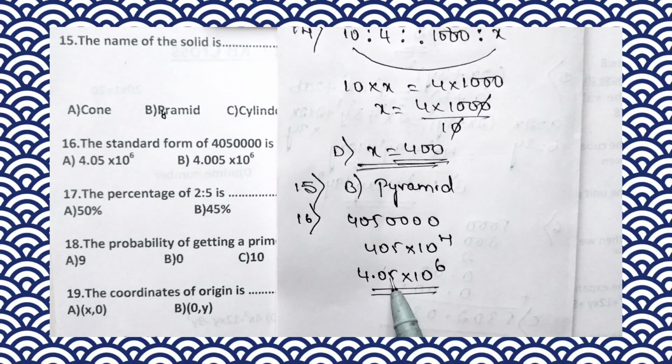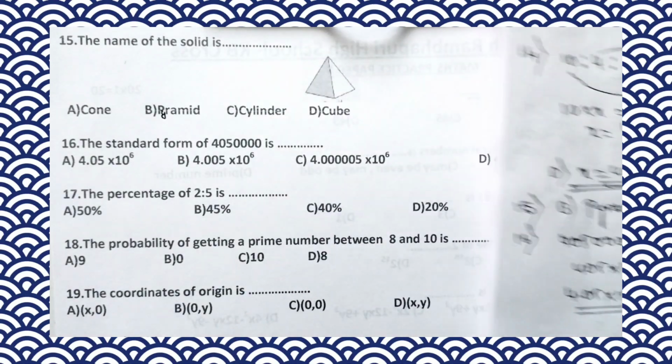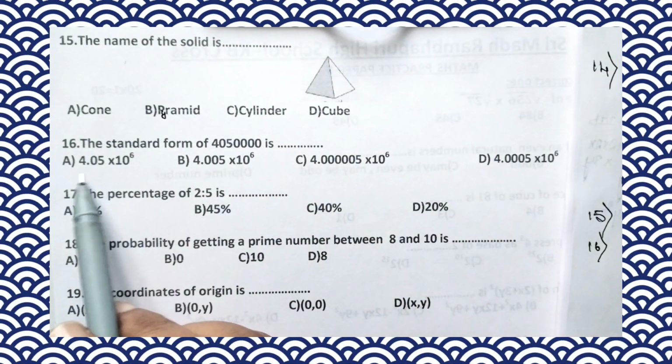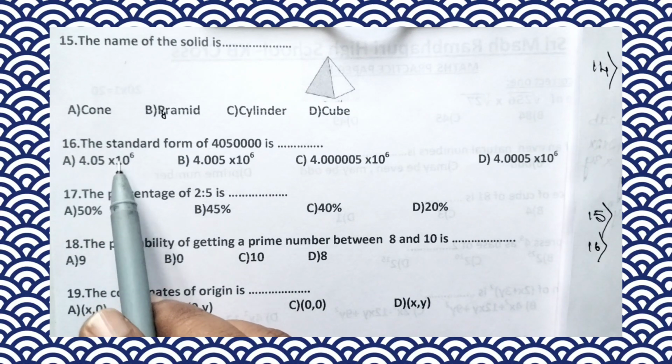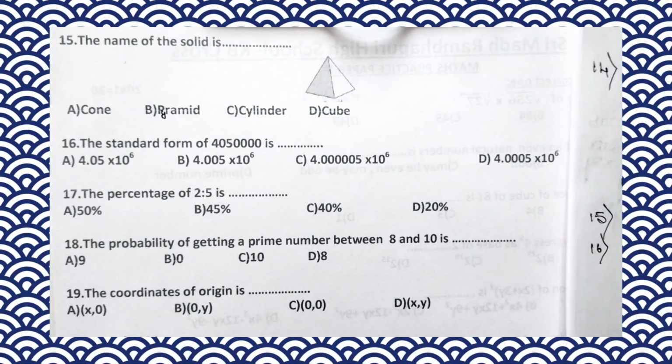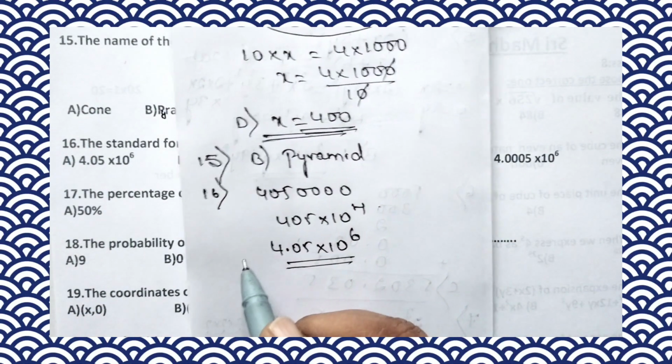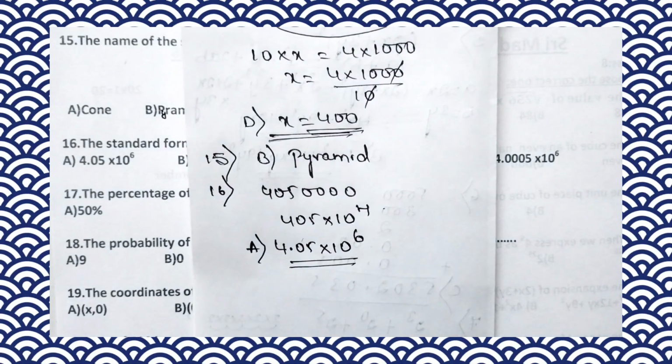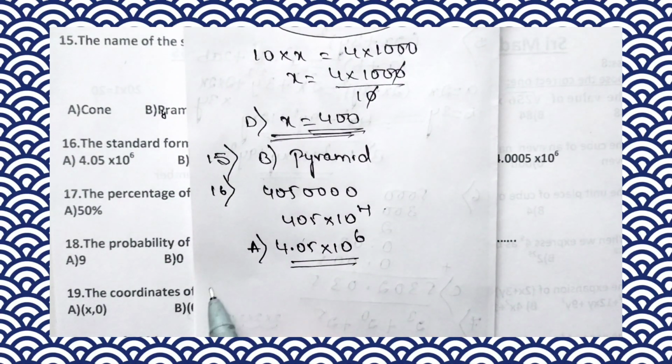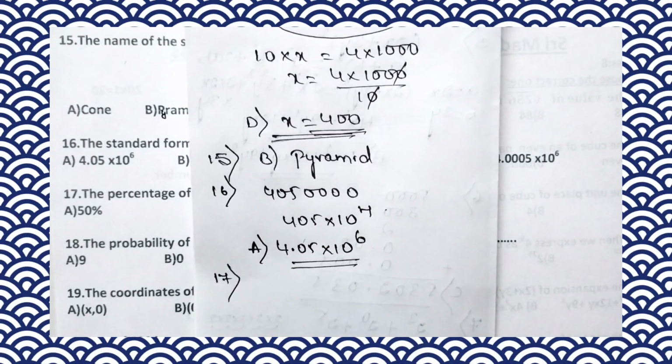So after the point, the number of digits is the number of zeros we need to raise. After the point there are 2 digits, so 4 + 2 becomes 6. So the standard form is option A: 4.05 into 10 to the power of 6 is the right answer. So for the 16th question, option A, 4.05 into 10 to the power of 6 is the right answer.